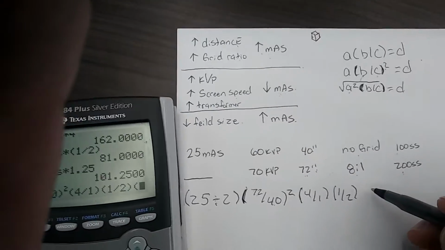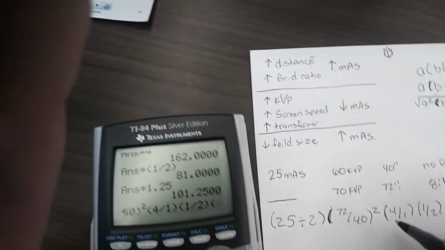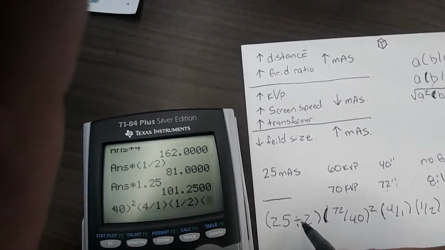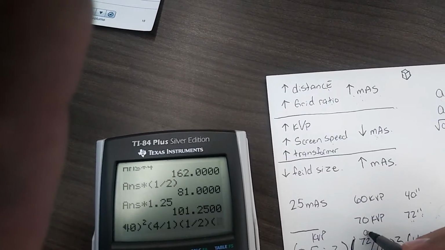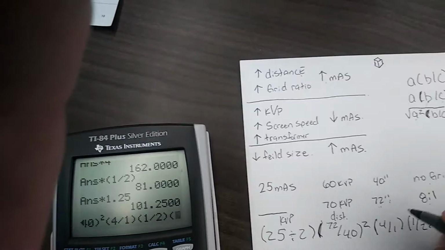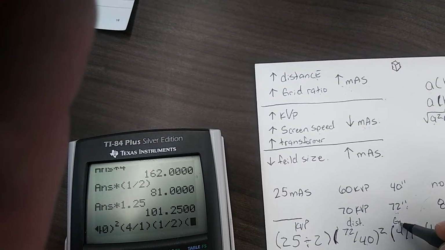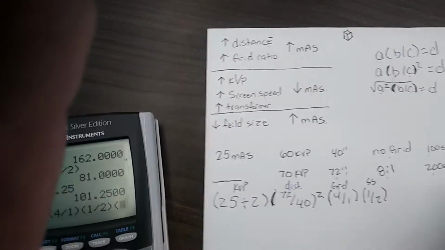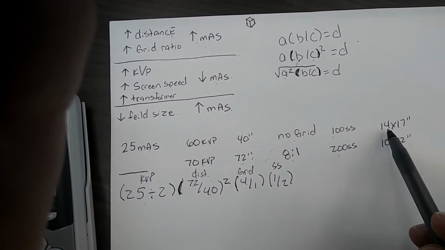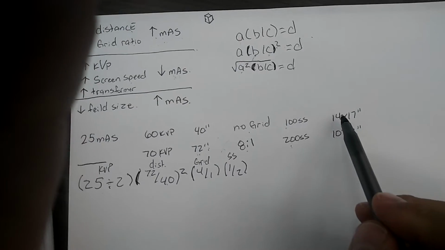All right, so now that's taken. Let me go back over here. This was the kVp adjustment. This one was the distance. This one was the grid. This one was the screen speed. The only thing we have left is the collimation.